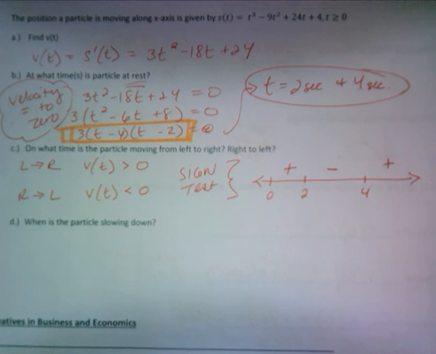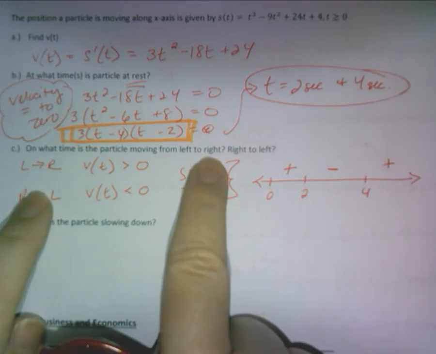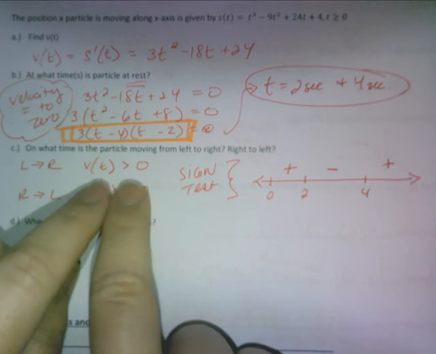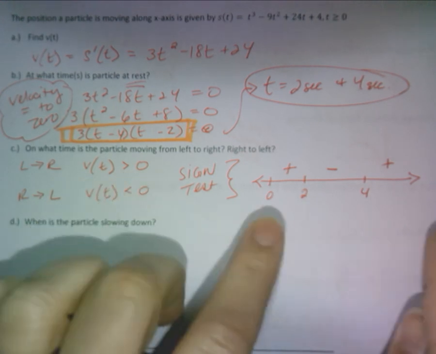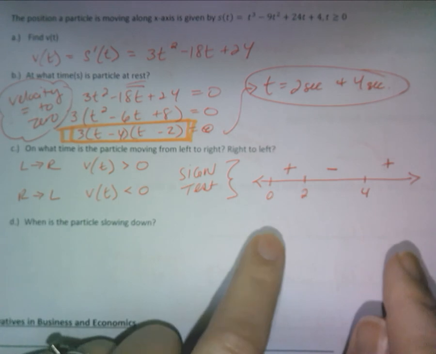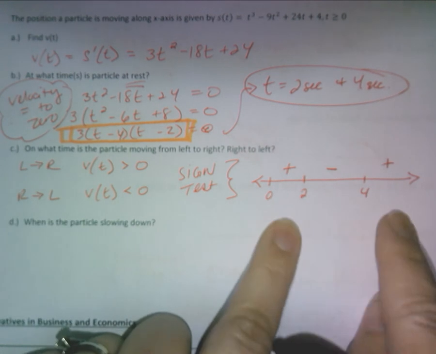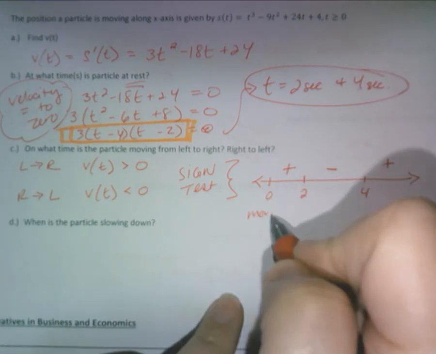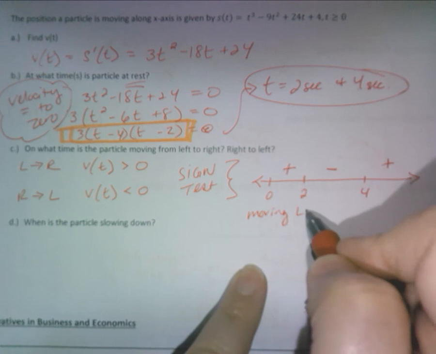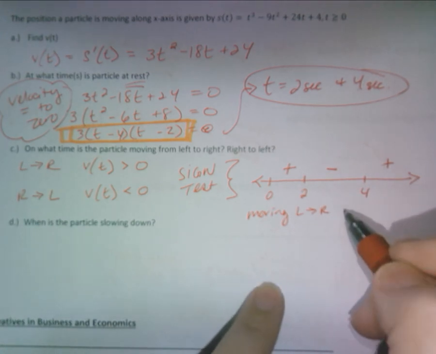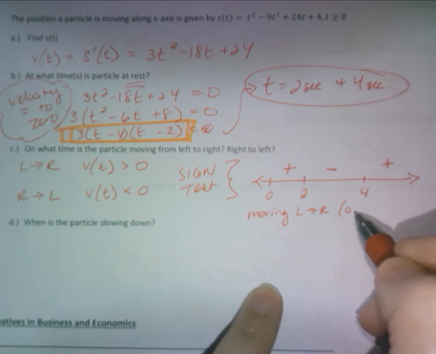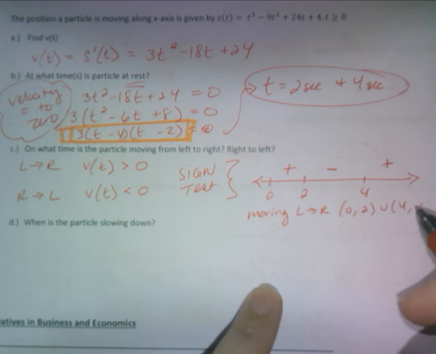So now let's answer the question. When am I moving from the left to the right? Left to the right, I need to have a velocity that's bigger than 0. Which intervals are bigger than 0? 0 to 2 and... So the particle is moving from the left to the right when my velocity is positive, from 0 to 2 united with 4 to infinity.